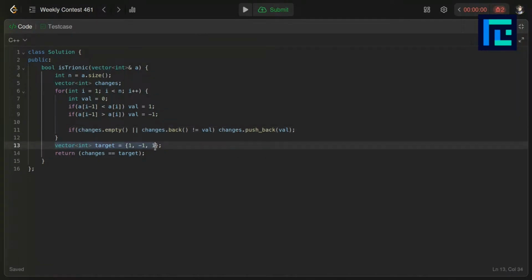And then, yeah, then we simply have our target vector. So our changes vector should look like +1, -1, +1 for this answer to be correct, right? For this array to get a true. So we're just returning whether changes is equal to target. We just return that, okay? And this will be a Boolean value, true or false, which is what we wanted. Okay.